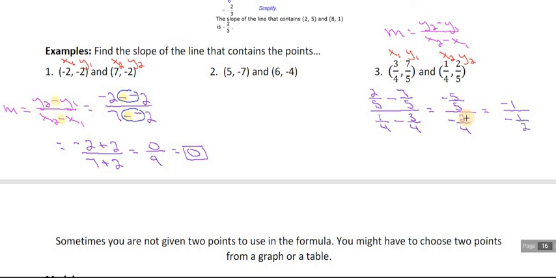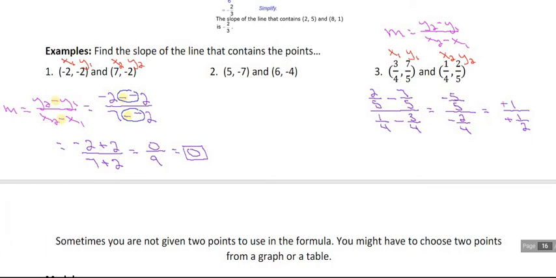And this is where calculators are very helpful. You can type into your calculator negative 1 divided by negative 1/2, and it'll give you the answer. But I'm going to walk you through the arithmetic here. First of all, a negative divided by a negative is going to give us a positive.